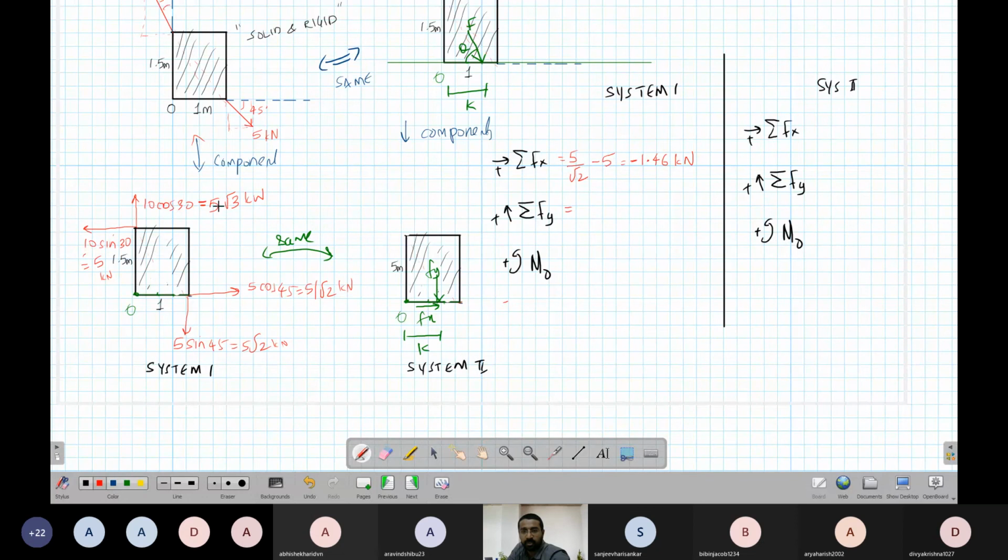What are the forces in the y direction? Up is positive, so we have 5√3 here. Then we have a minus 5/√2, so this is 5/√2 again. So this is 5√3 minus 5/√2, which gives 5.12.